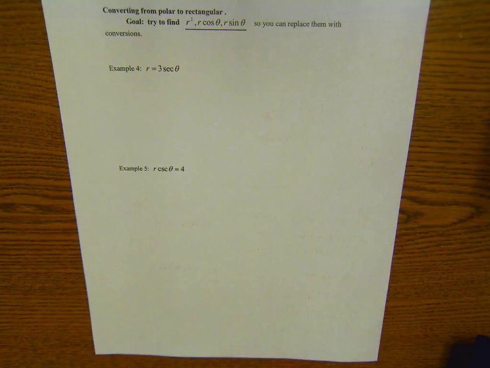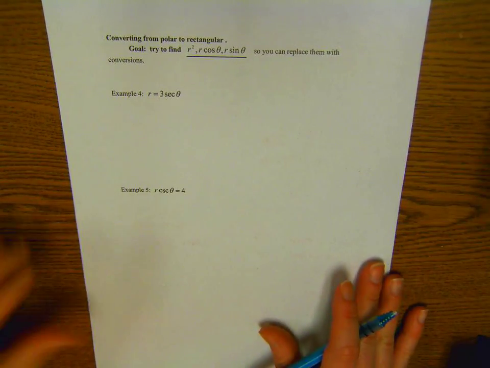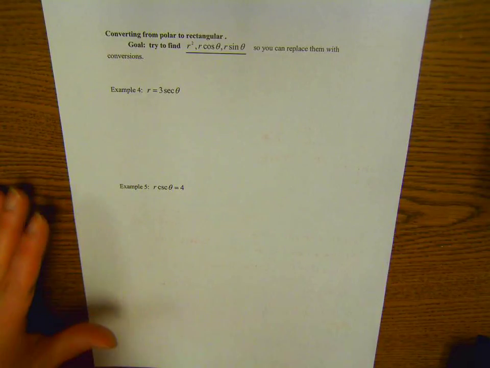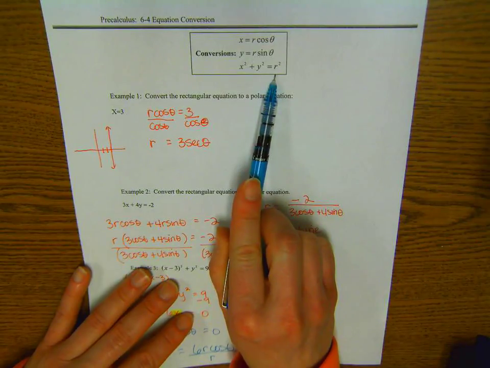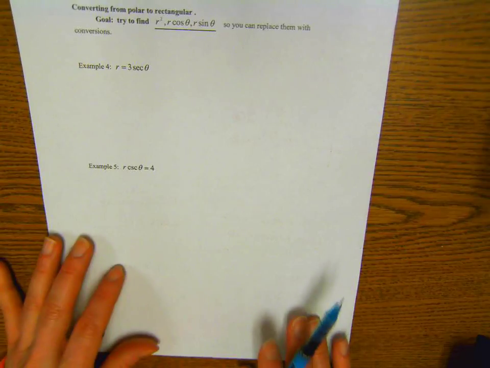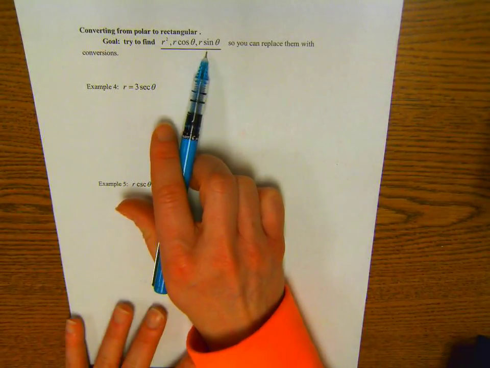So I wrote here our goal, because we need to try to have a strategy here, because sometimes there's not going to be something you need. Remember from the previous page that if I had an r squared, I could swap it out, or if I had an r cosine or an r sine. So sometimes I might have to multiply both sides by something to get one of those things. So let's take a look. That's our goal. We need to get an r squared, an r cos, or an r sine, because then we can swap those things out for either x squared plus y squared, x or y.